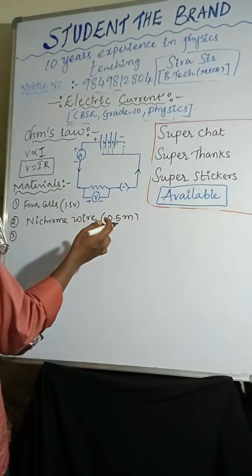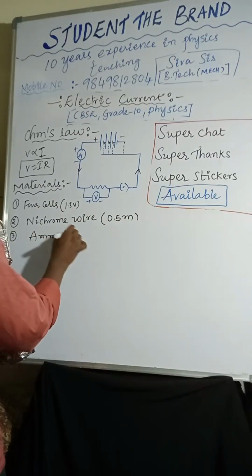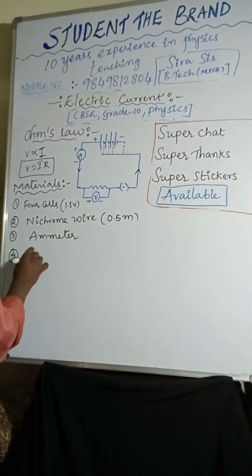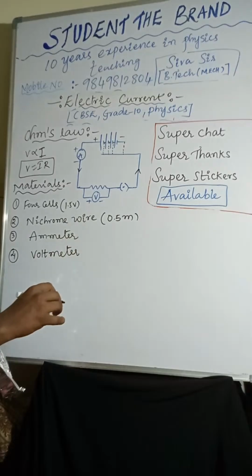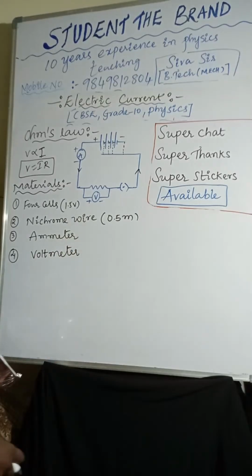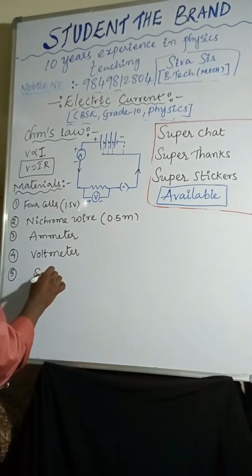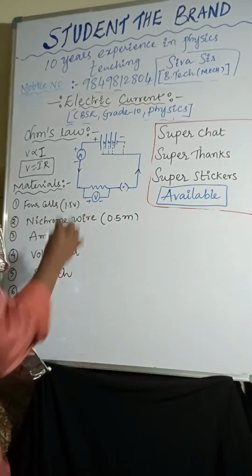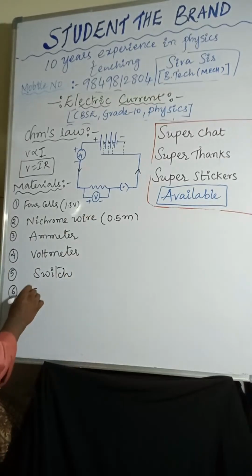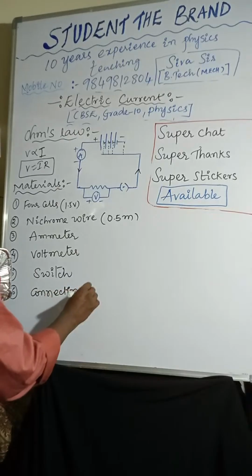Then we can take an ammeter, and the fourth one is a voltmeter. Next one, the fifth one, ammeter and voltmeter. Next one, a switch. And the sixth one is connecting wires.